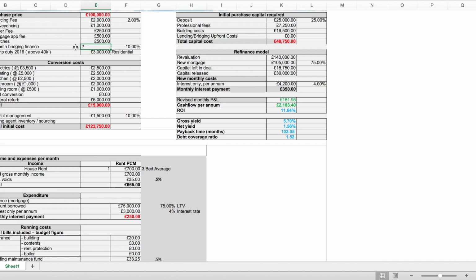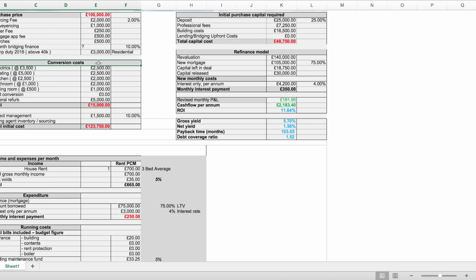Now I skipped this little bridging bit here just because you might be buying this property with a bridging loan, or you might not be. Everyone gets different lending, so it's quite complicated just to do a generic lending amount. So I've just put 6-month bridging finance, 10%. So let's assume that you're paying 10% over a 6-month period on the money that's been borrowed. If you were to borrow 70% of the purchase price, that would be £70,000. 10% over a 6-month period of 70,000 will be 7,000. So you just put 7,000 in there, or whatever it may be. So that's for you to work out.